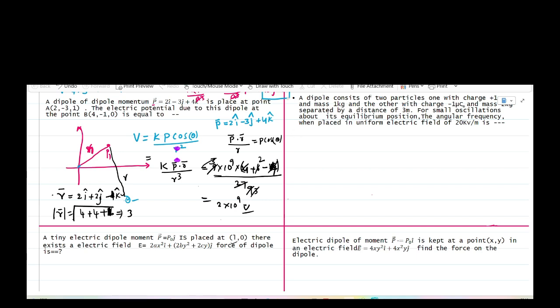Now a dipole consisting of plus 1 microcoulomb with mass 1 kg, and another with charge minus 1 microcoulomb and mass 2 kg. Here the masses are not the same, which means we need to find the center of mass of the dipole, because that is what it rotates about. So let's consider this is the dipole moment P, making some angle theta. Now this is 2 kg, 1 kg.